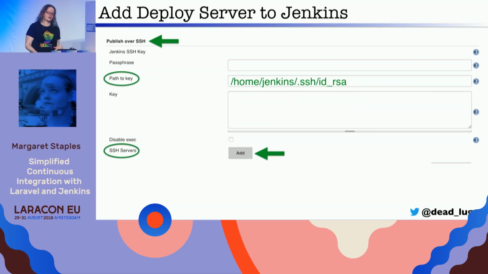All right, now we're going to click on Manage Jenkins, Configure System. We're going to find the SSH section, which is way down at the bottom, so you just scroll and scroll, find the SSH section, and then you're going to put in your path to your key. Maybe this is home Jenkins SSH id_rsa, maybe it's var lib Jenkins, wherever you put that key, that's what needs to go here. And then click the Add button.